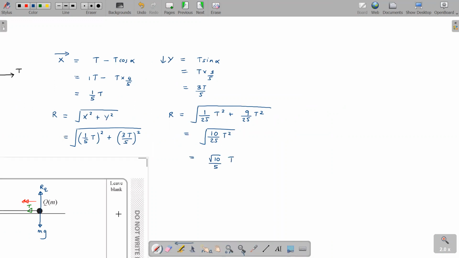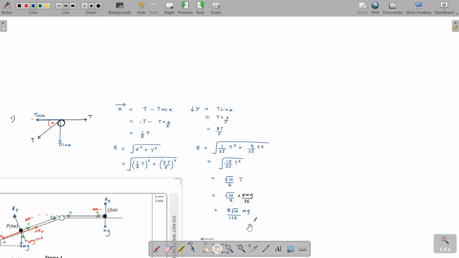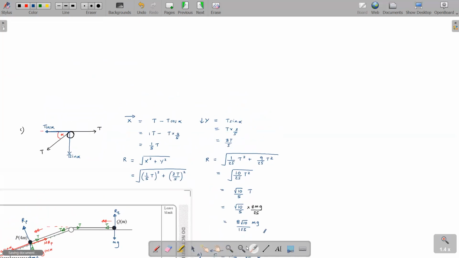t² can come out of the root as a single t. And didn't we find the value of our t? We found t was what? 8 mg over 25, right? So simplify. Now this is the magnitude of the resultant force acting on the pulley. So what do we get here? 8 root 10 mg, 5 times 25 is 125. So this is the magnitude of the resultant force acting on your pulley. So this is the answer to part C.